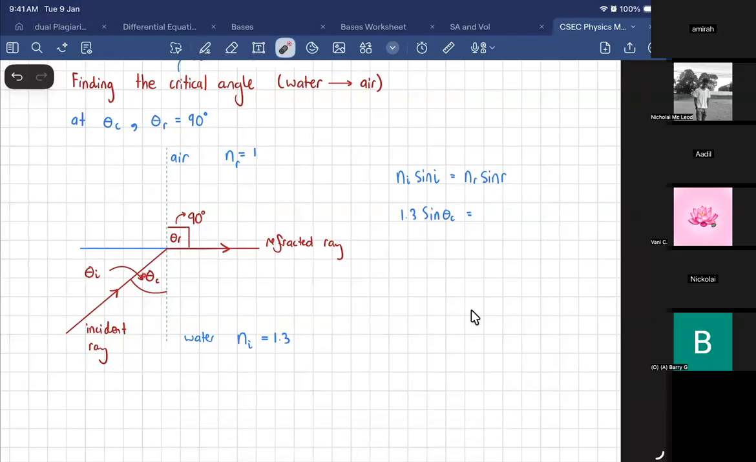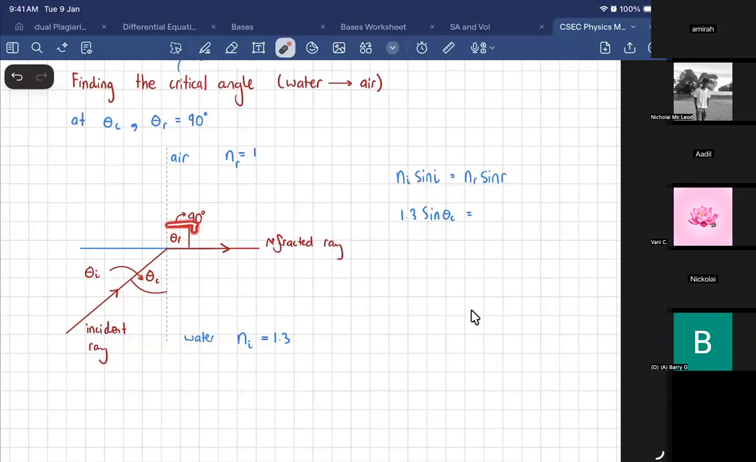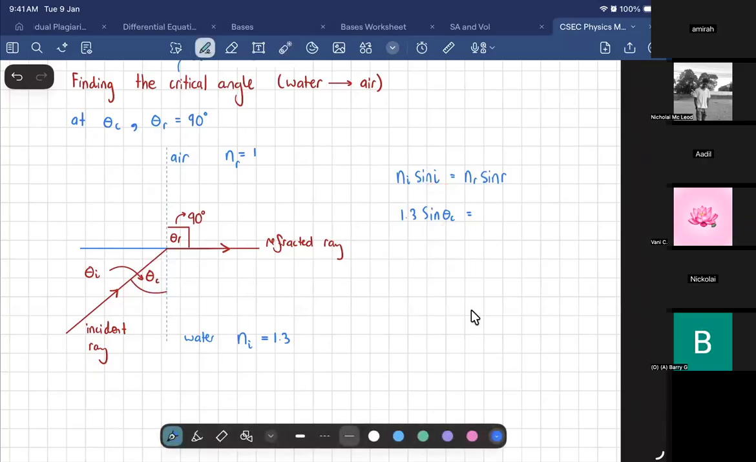Let me just say I have an angle of 50 degrees here. We know that'll be theta I. Theta I is 50 degrees. But if it gives you an angle of 90 degrees here, then the special name for that is the critical angle. So we are trying to find the critical angle. Instead of writing I, I'm just going to write theta c as the proper name for it, and that'll be equal to what?